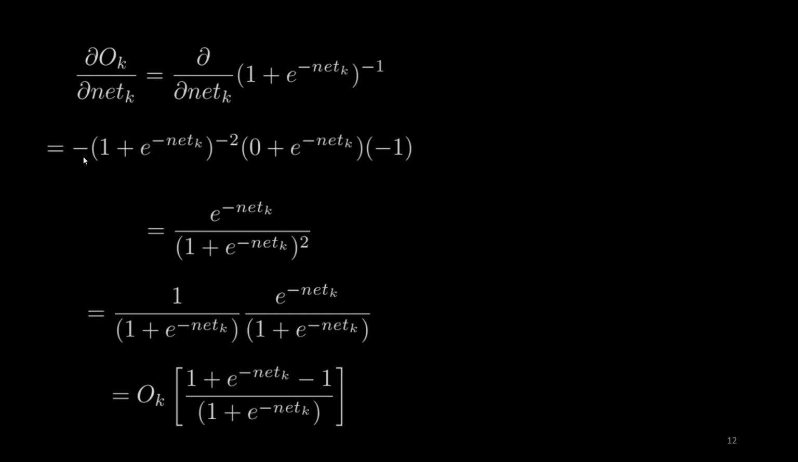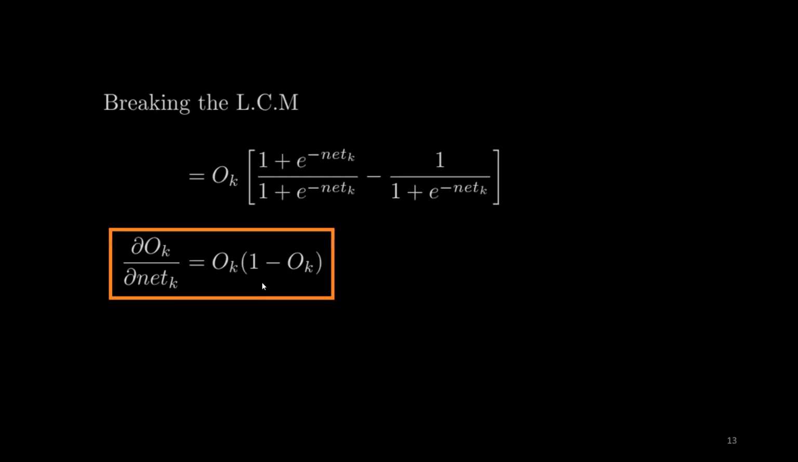That -1 and -1 will become plus, and by rearranging, we will get this term. Then we split this square into two terms, that is 1 plus e raised to power net k and 1 plus e raised to power net k. Then we replace this term by ok, and then we add +1, and then we subtract -1. Then we break the LCM. So here we are breaking the LCM. This term becomes 1 and this term becomes ok.